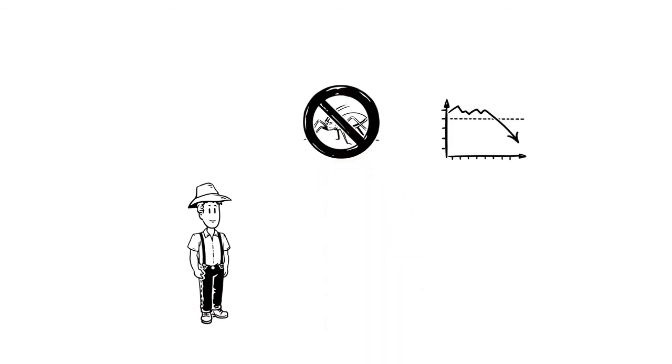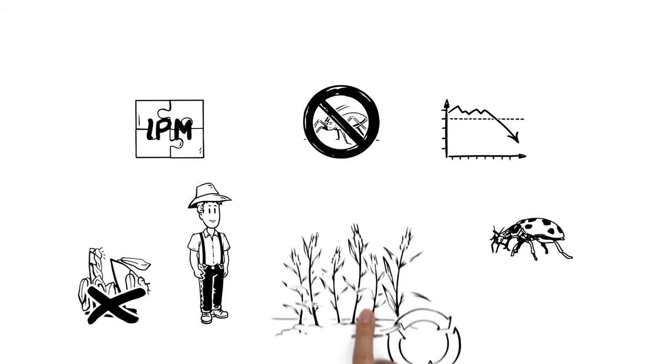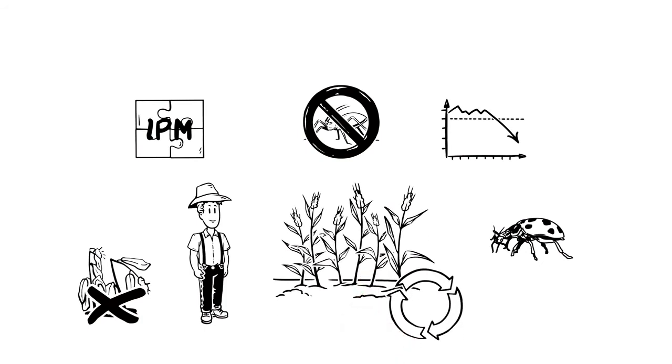This is often referred to as Integrated Pest Management, or IPM. Using natural insect predators, removing old plants, and rotating other crops that do not host the same insects are all ways to aid management.